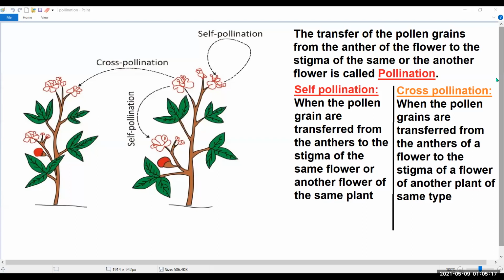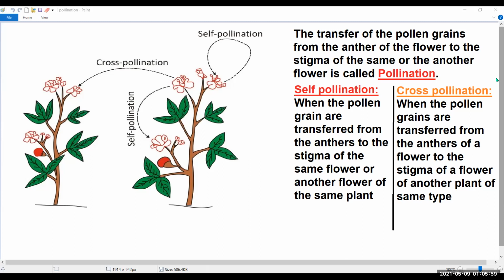Now, children, let us understand the term pollination. For seed formation, the pollen grains produced in the anther must be transferred to the stigma of the pistil. Therefore, the transfer of the pollen grains from the anther of a flower to the stigma of the same or another flower is called pollination.